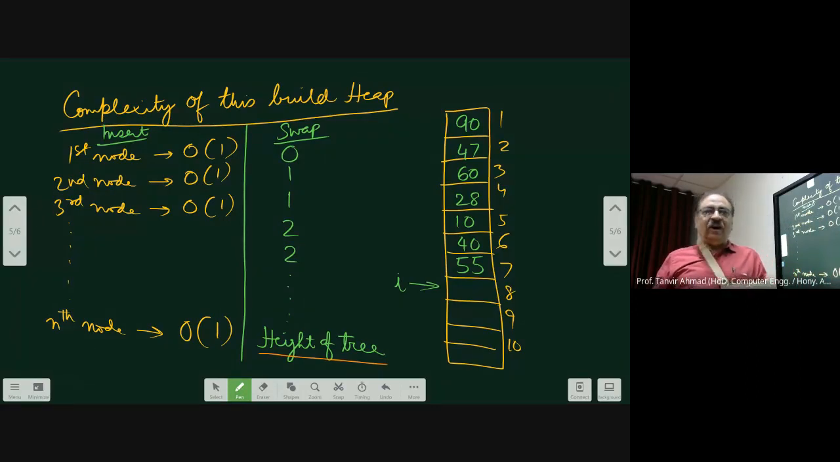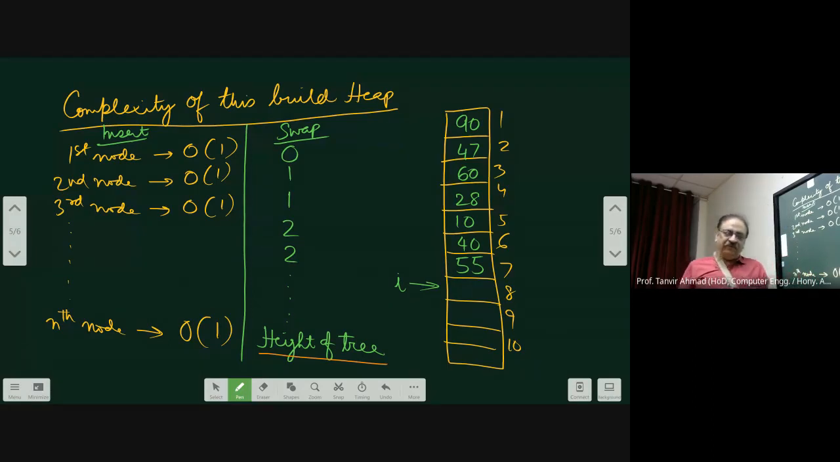And what is the height of a tree? It is log of n. Therefore, the swapping will take 0 plus 1 plus 2 plus dot dot dot up to log n. Log n only. Now, this is the actual concept: the total time is order of 1 plus order of 1 plus order of 1, n times, which gives you order of n, plus the swapping time, which is 0 plus 1 plus 2 plus dot dot dot up to log of n.